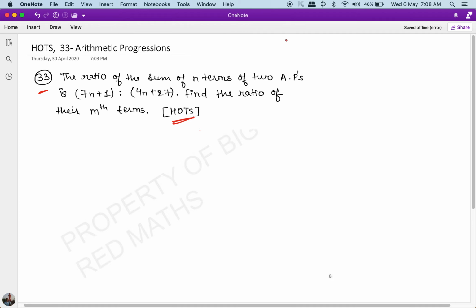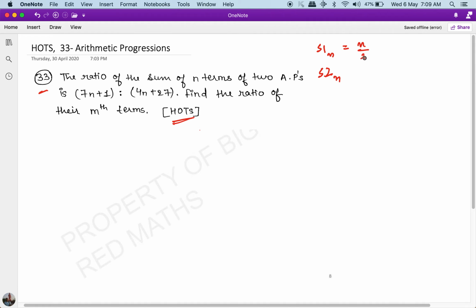Now it says the ratio of the sum of n terms of two different APs is 7n plus 1 upon 4n plus 27. Find the ratio of their mth terms. So there are two APs. Let me call the two sums S1 of n terms and S2 of n terms.